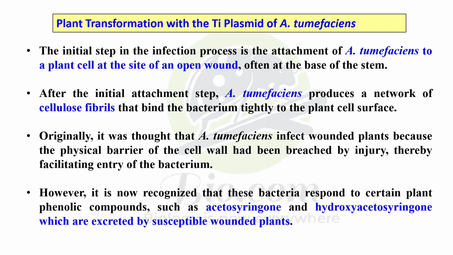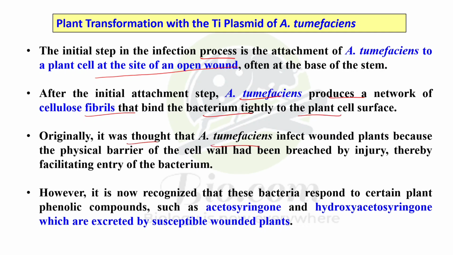जैसे कि मैंने बताया, the initial step in the infection process is the wound, यानी कभी भी प्लांट में कोई फिजिकल इंजरी होती है, that releases some kind of substances which is sensed by the bacteria. So after the initial attachment step, A. tumefaciens produces a network of cellulose fibrils that bind the bacterium tightly to the plant cell surface.